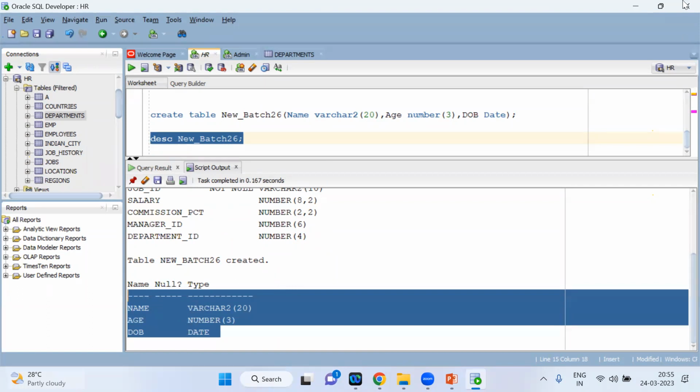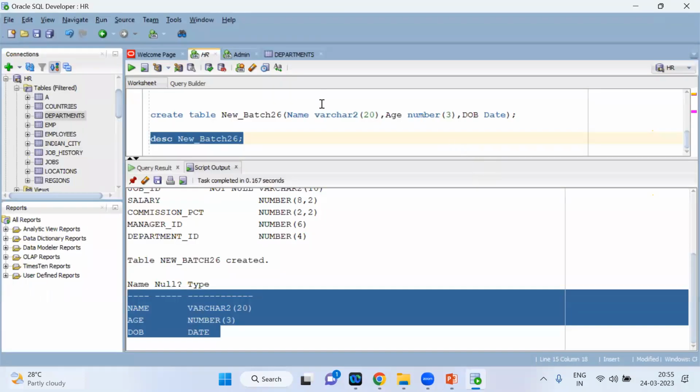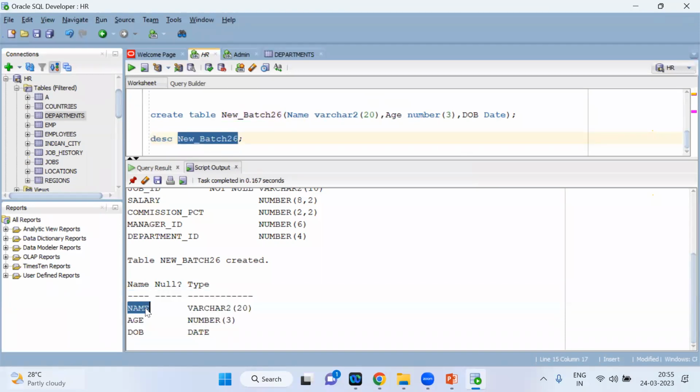Understood, guys? Any doubt in this? Sir, we are getting only the format, no? In the description, this is the new batch structure. It will tell you what the structure of this table is, how many columns there are, and what types of data types are there. So it will give you the structure of this table. This DESC will describe this table.